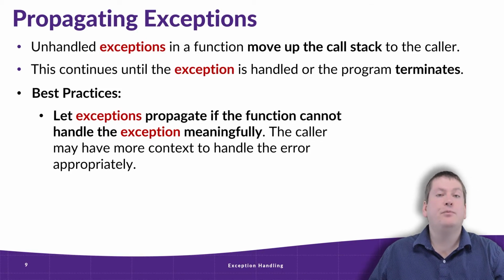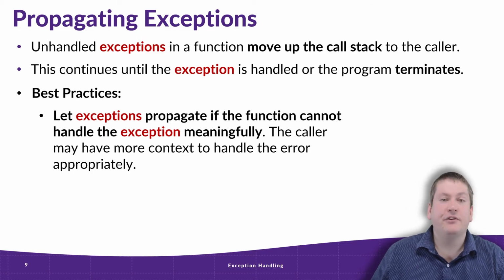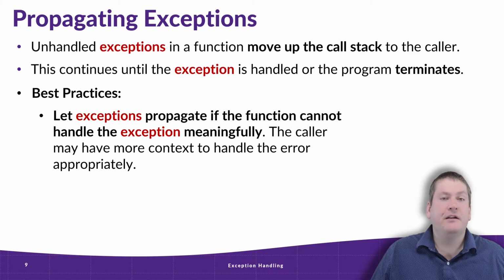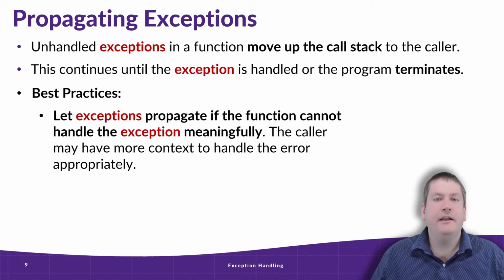The first one is we should let exceptions propagate if the function can't meaningfully handle that exception. A common error people who are new to exceptions make is to try to handle every single possible exception they can, even if there isn't a meaningful thing you can do to resolve that error. Often letting the function raise the exception and propagate it to the caller means that the caller will have more context about what went wrong and have more ability to resolve that.